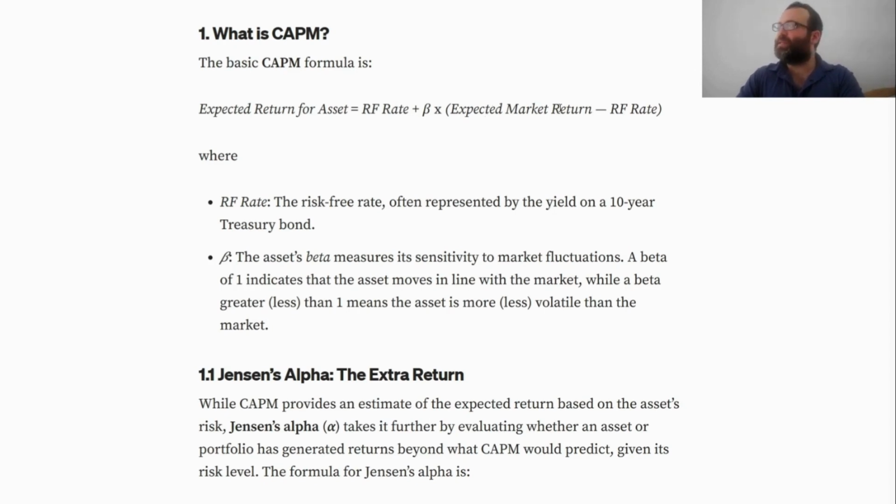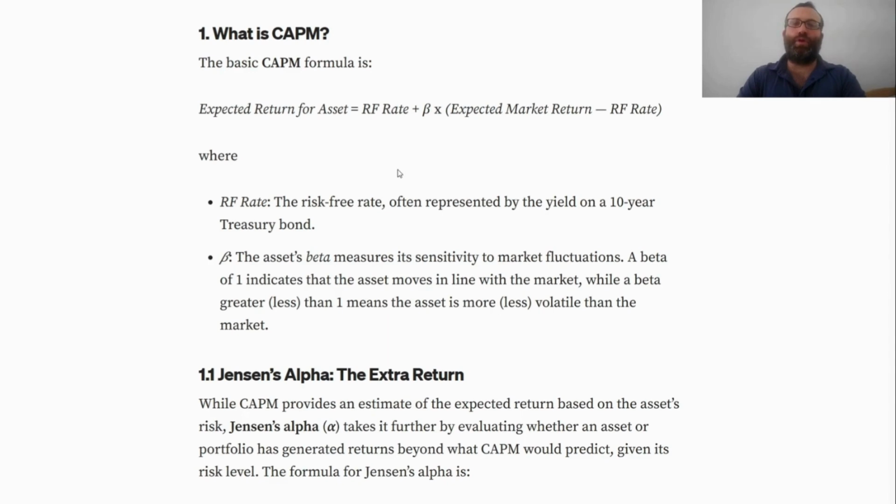What this means is basically you expect the return of an asset to be related to the return of the market, and beta tells you how much it's related. If beta is 1, the market goes up by 1%, your asset goes up by 1%. If beta is 10, the market goes up by 1%, your asset goes up by 10%. That sort of thing.